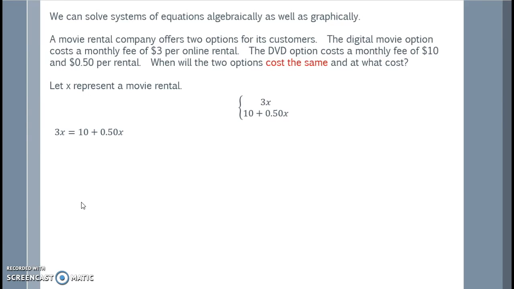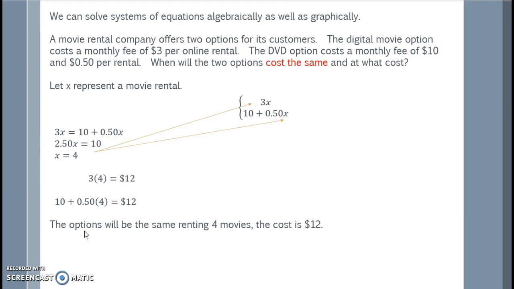I want to know when these options will be the same, so I will set them equal to each other. I will subtract 50 cents times X from each side, giving me 2.50X equal to 10. Divide by $2.50, so X equals 4. The two options will be the same when I plug 4 into each option. So when we rent 4 movies, the total cost would be 3 times 4 or $12, which is the same cost as the base fee of 10 plus 50 cents for 4 movies. The options will be the same, renting 4 movies at a cost of $12.